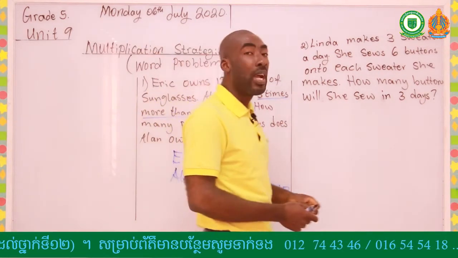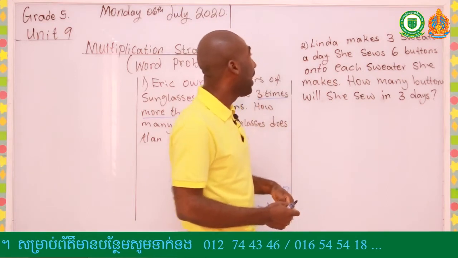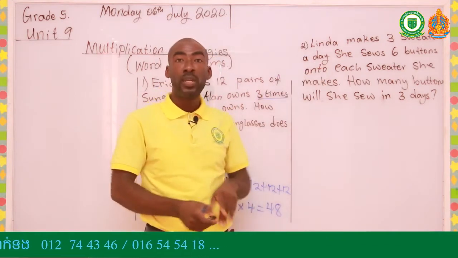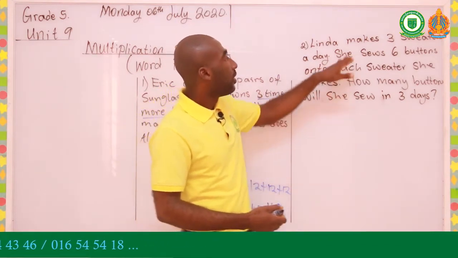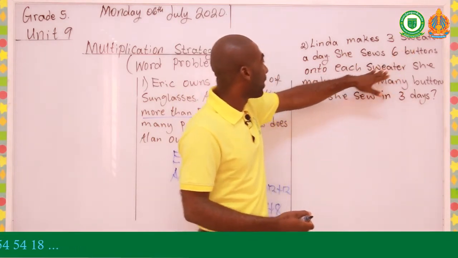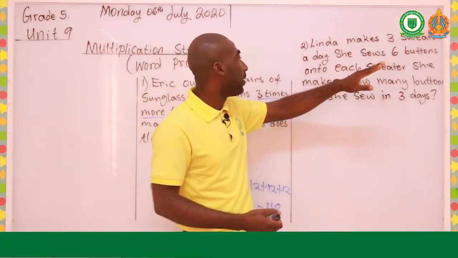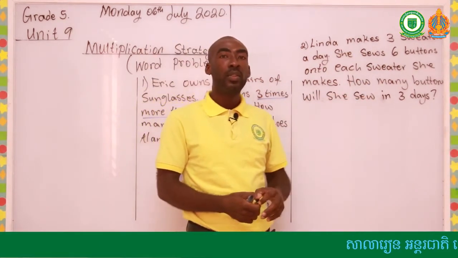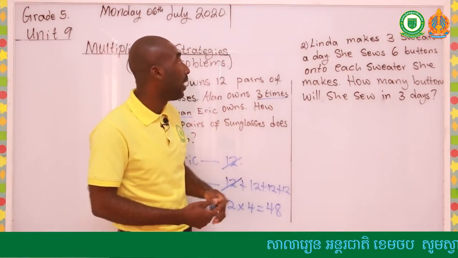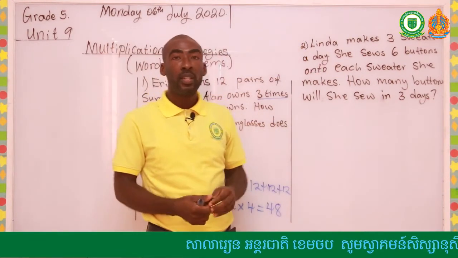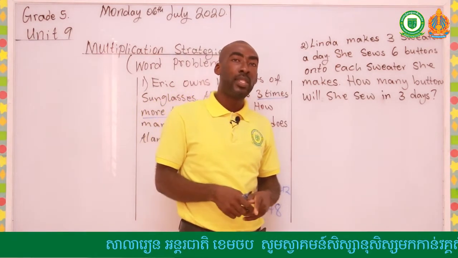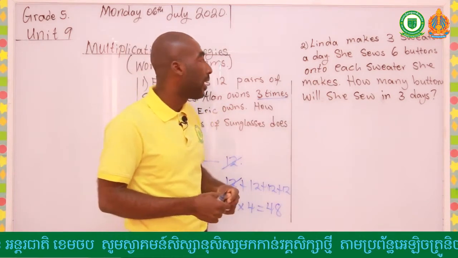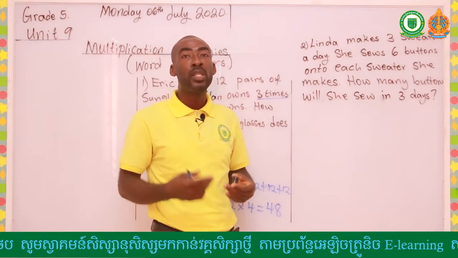Okay, let's go to our second example. Our second example says that Linda makes 3 sweaters a day. So okay, when we say sweaters, like clothes, she sews 6 buttons onto each sweater that she makes. How many buttons will she sew in 3 days? So each day she sews 3 sweaters, and within the 3 sweaters she puts in 6 buttons. And then in 3 days, how many buttons will she put in these clothes?